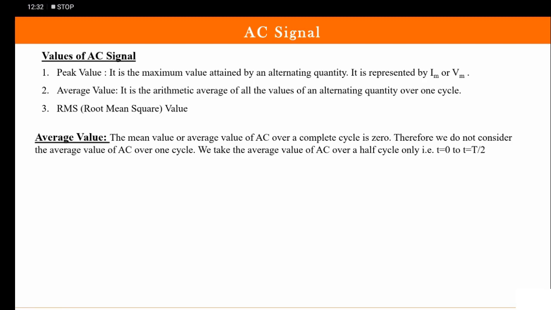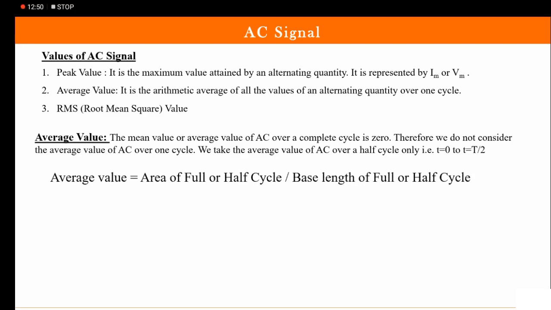Please do remember that if a signal is symmetrical, then we will be calculating the average for half cycle. If it is not symmetrical, which means if it is an unsymmetrical signal, then we will be calculating the average value for the whole cycle. And this is very important. Now how do we do that? I said that yes, we will be calculating, but how?